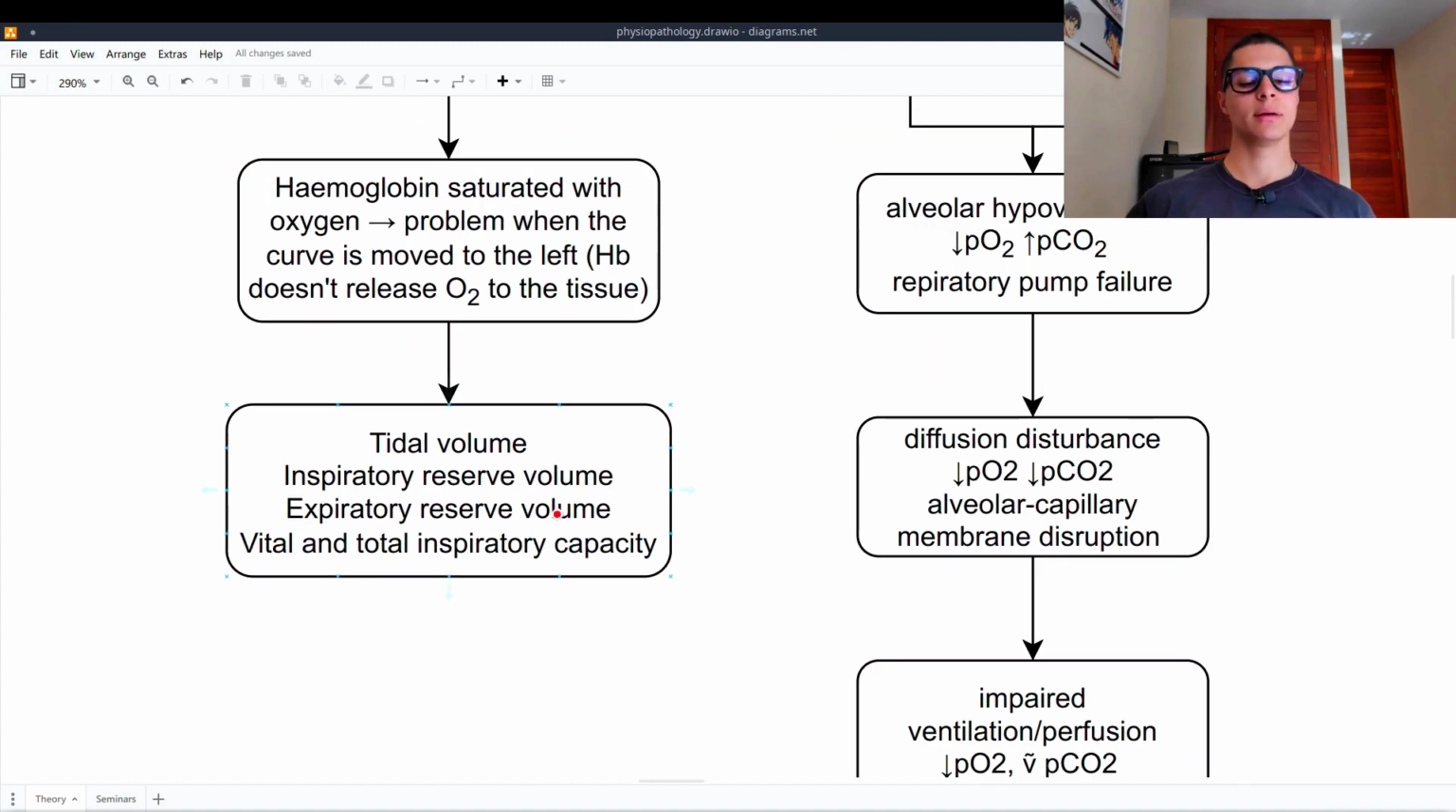Anyway, we have the tidal volume, the inspiratory reserve volume, the expiratory reserve volume, the vital and total inspiratory capacity. So the amount we breathe in and breathe out, the amount we reserve in inspiration, the amount we reserve in expiration, and the total capacity of our lungs.